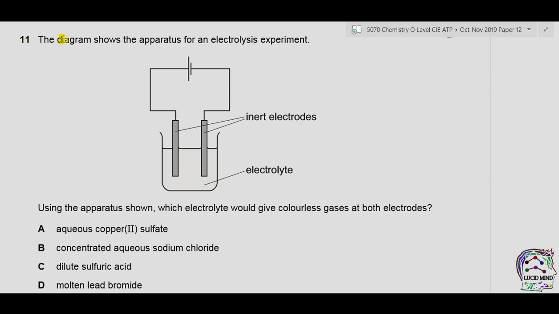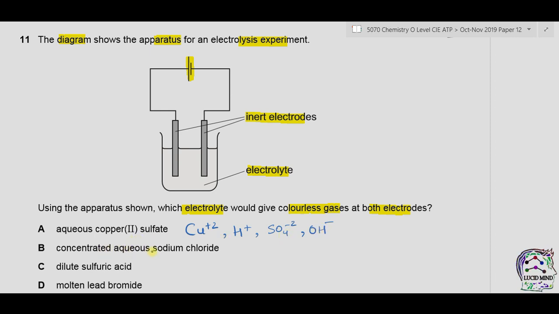Question 11. The diagram shows the apparatus for an electrolysis experiment. We have inert electrodes and also electrolyte is present, and we have a battery. Using the apparatus shown, which electrolyte would give colorless gases at both electrodes? Let's first find out the type of ions present. In A we have aqueous copper(II) sulfate, so we have Cu2+, H+ from water, sulfate from copper sulfate, and hydroxide ion from water.